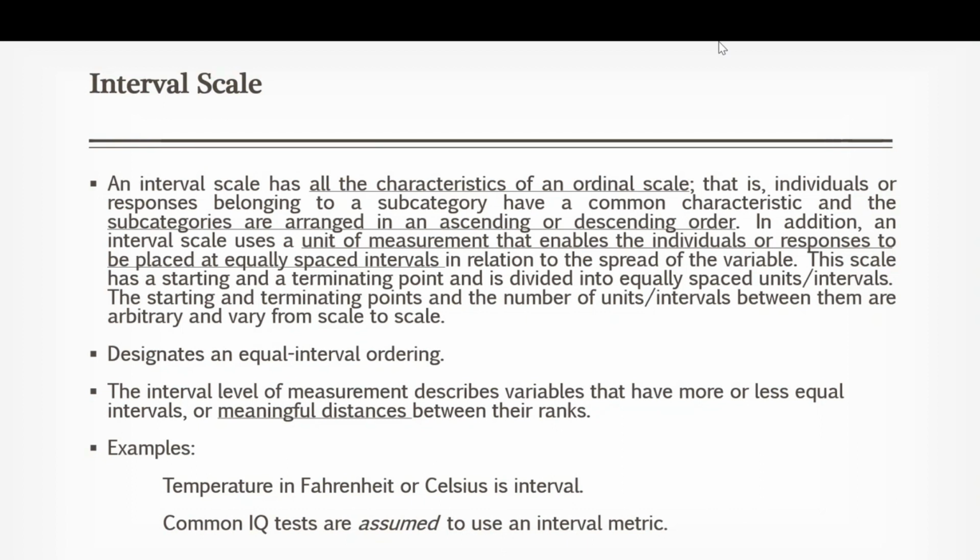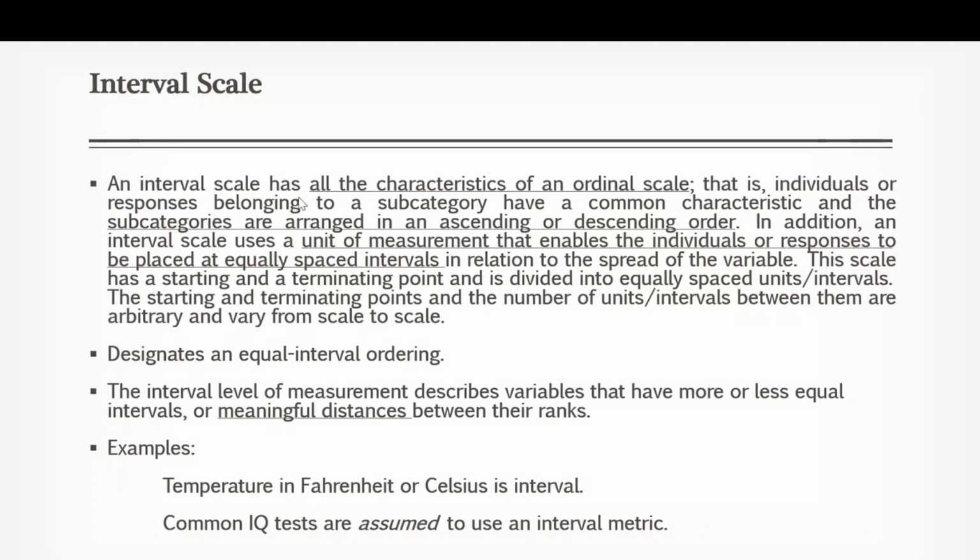When I say 2 times, means what? 60 divided by 30 is equal to 2, or 30 divided by 60, 1:2. These ratios are not possible in the case of interval scale. OK, so ratios are possible only in ratio scale, but not in interval scale. So that is the interval scale, and the best example is your temperature.